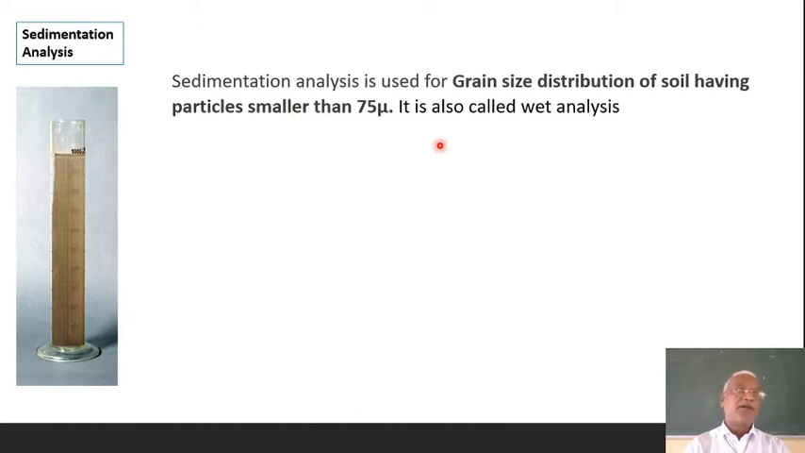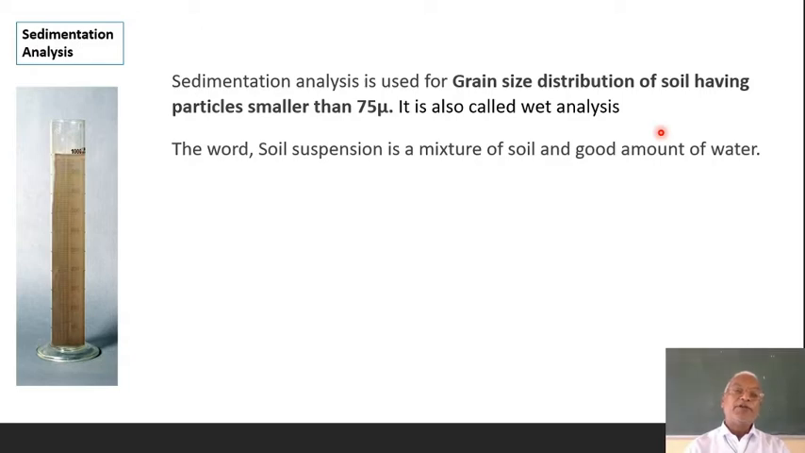Rather, the particles in the range of 0.2 microns to 2 microns will be analyzed. I'm going to give you all those details. We'll go step by step.